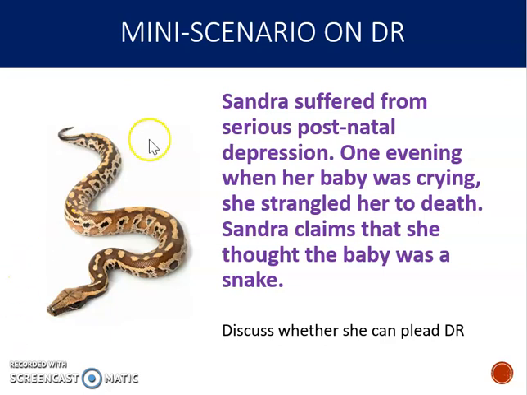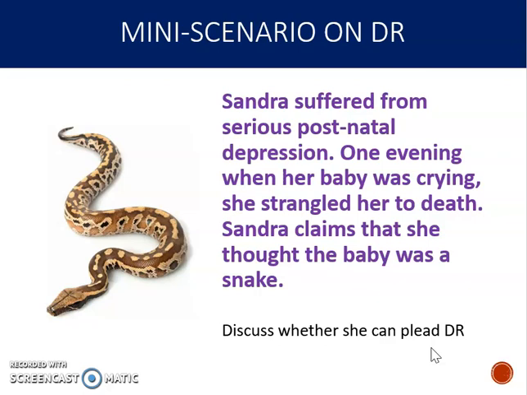So the situation's this. Sandra has suffered from serious postnatal depression. One evening when her baby was crying, she strangled her to death. Sandra claims she thought the baby was a snake. And you're being asked here to discuss whether Sandra can plead diminished responsibility.